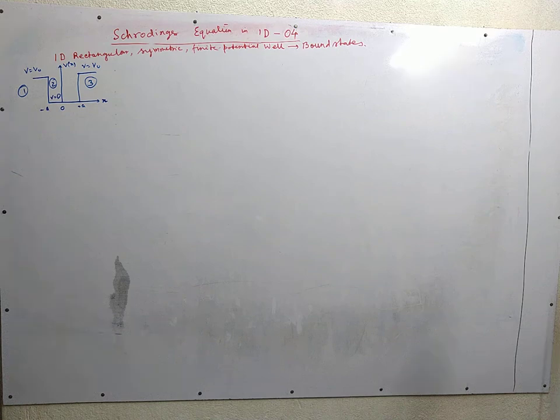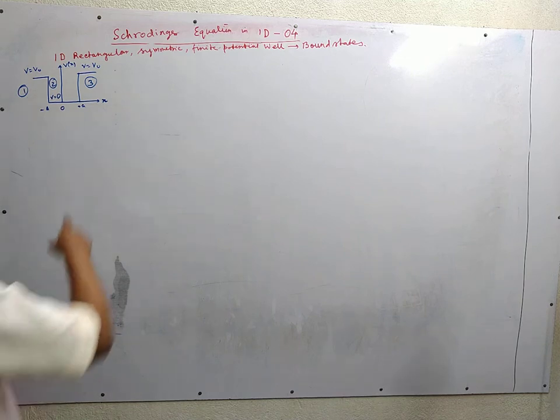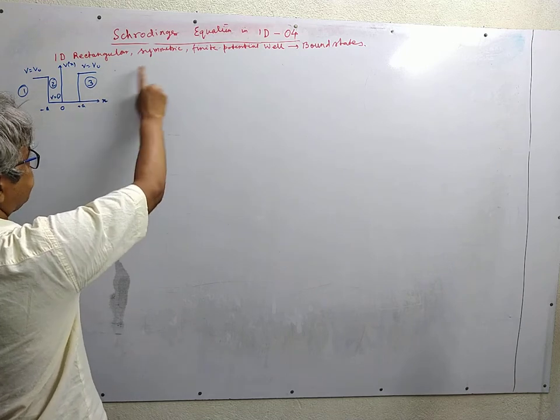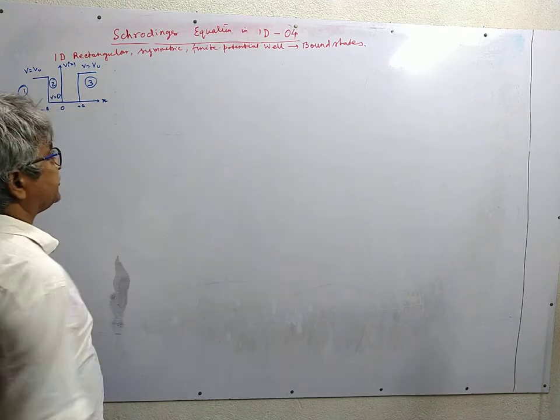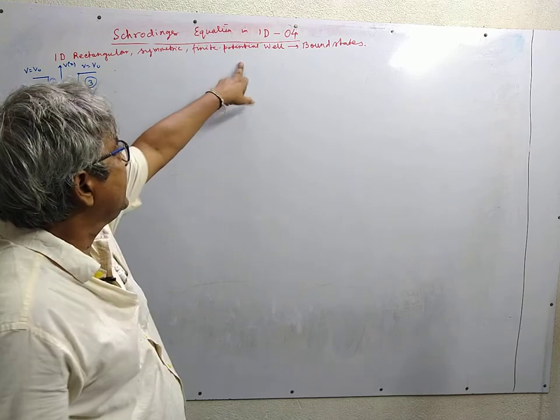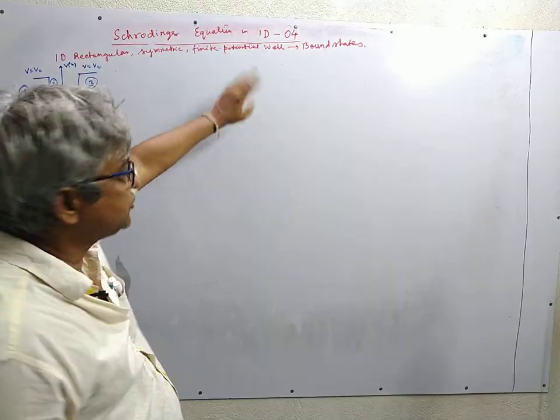This is the fourth lecture on Schrodinger equation in 1D. Today we shall discuss or solve the problem of one-dimensional rectangular symmetric finite potential well. Earlier we have solved the similar problem with infinite potential. Here we consider the finite potential case.